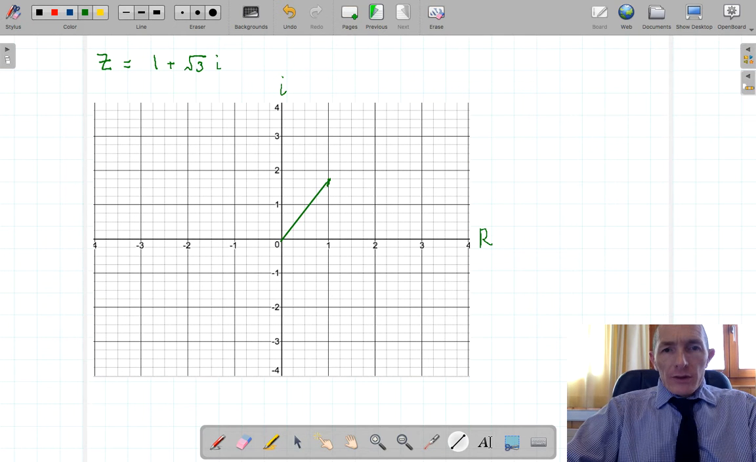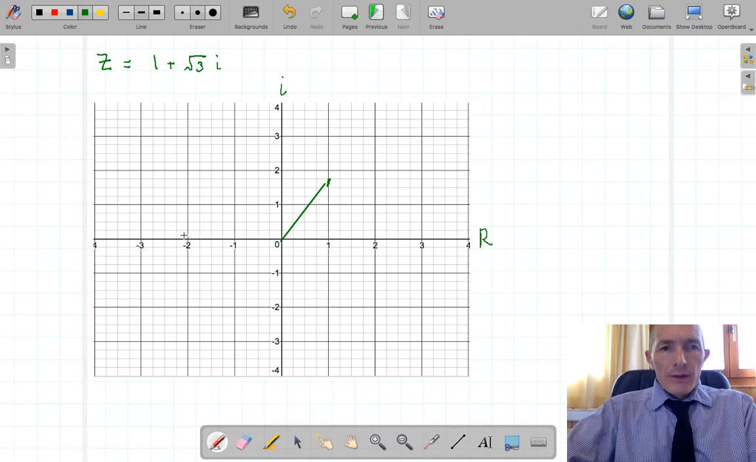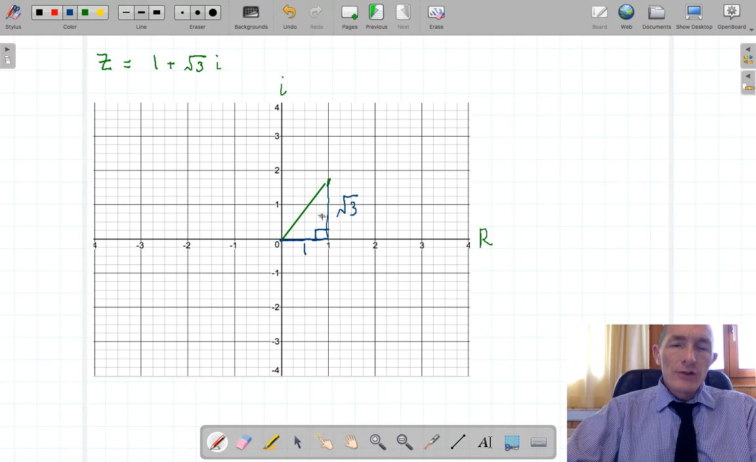But what I do want to do is to actually label it on the sides. So let's take a different color, dark blue. So 1 here, and then here, coming all the way down, is root 3. Now the modulus, this is becoming a right-angled triangle here, of course. The modulus means the length of the complex number. So I can see it there, and the length of that I'm going to use Pythagoras.